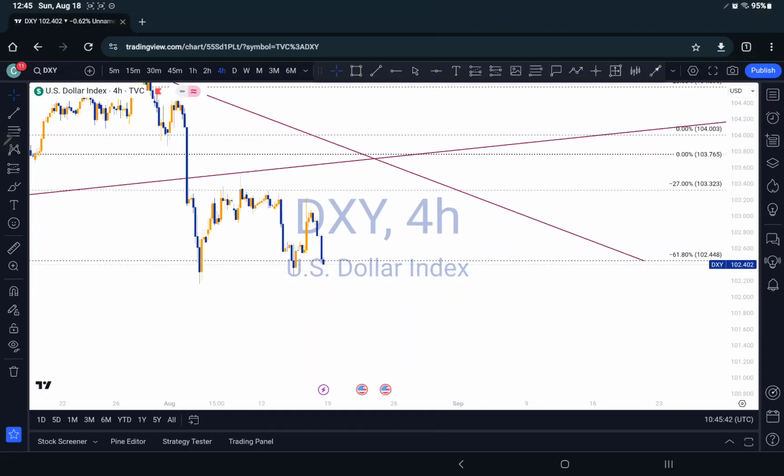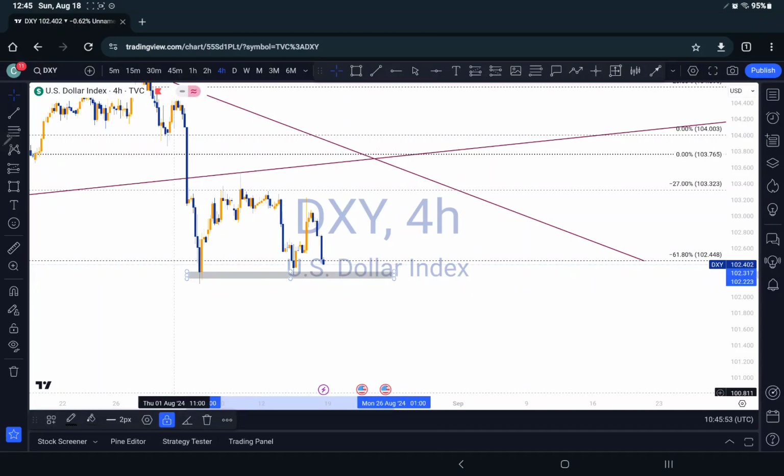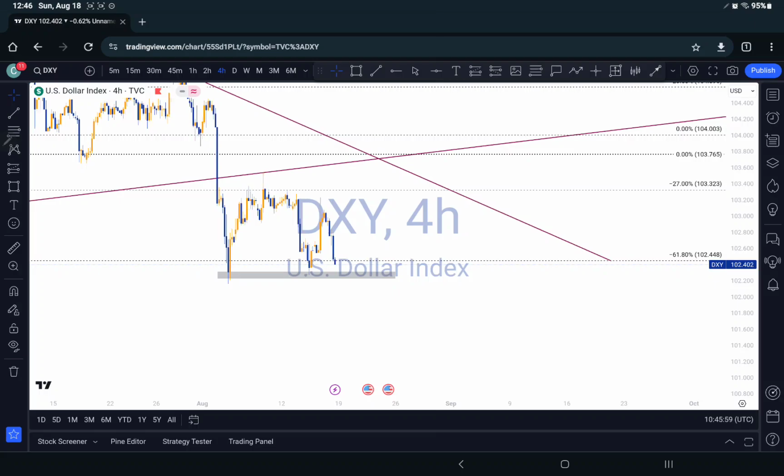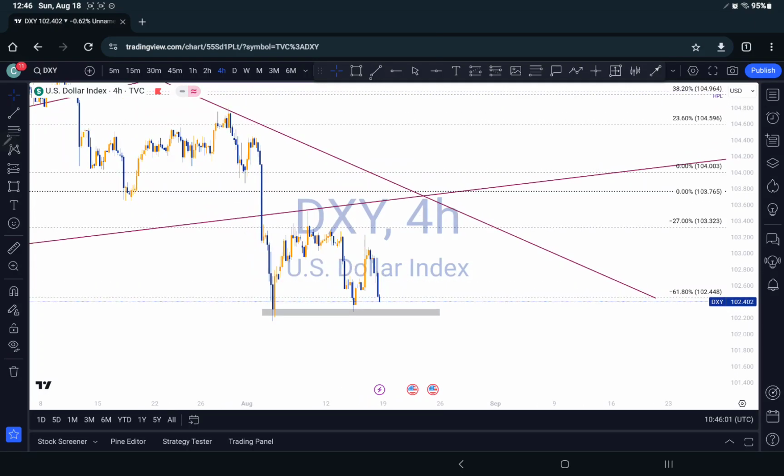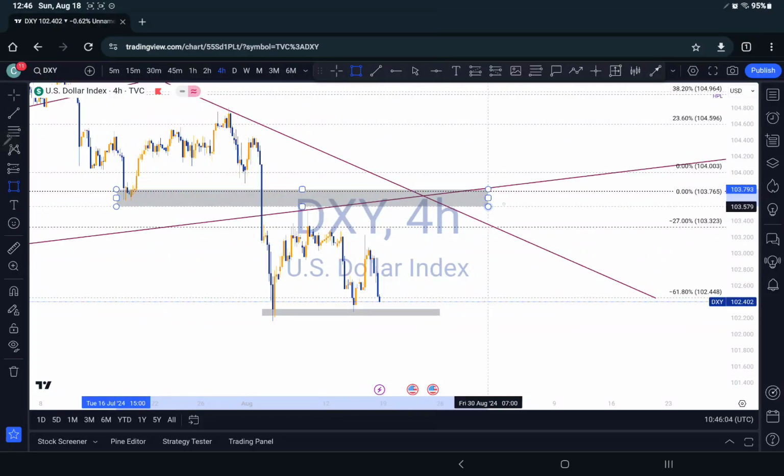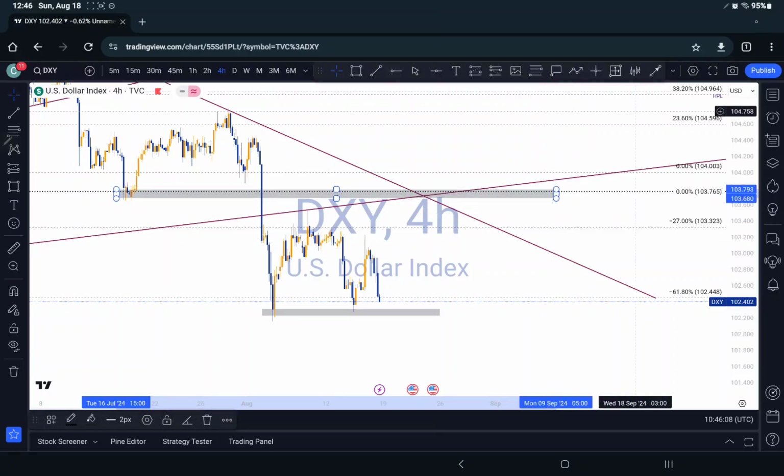So right now, just to be safe, I'm gonna draw a mini zone right here, just to indicate that as long as we are above this trend line right here, it just makes sense for us to buy, right, rather than sell. So let's draw a zone here as well, just to show that this zone is valid, right, around this area right here.